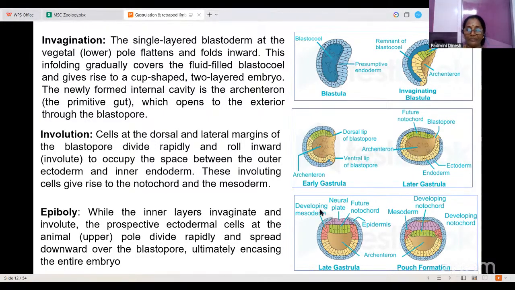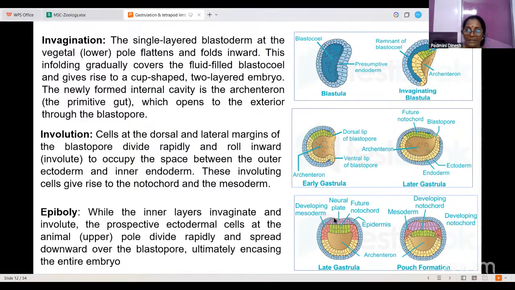And epiboly over there. Now, when talking about the epiboly over here, now you can see the inner layer, that is the endoderm, has been formed, and the side ones, that's the mesoderm over there. The pink color ones is the mesoderm, and the green color ones is the future notochord over there that is going to be formed. And above that is the ectodermal region that is going to be formed over there, the epiblast, that is going to give rise to neural plate over there.